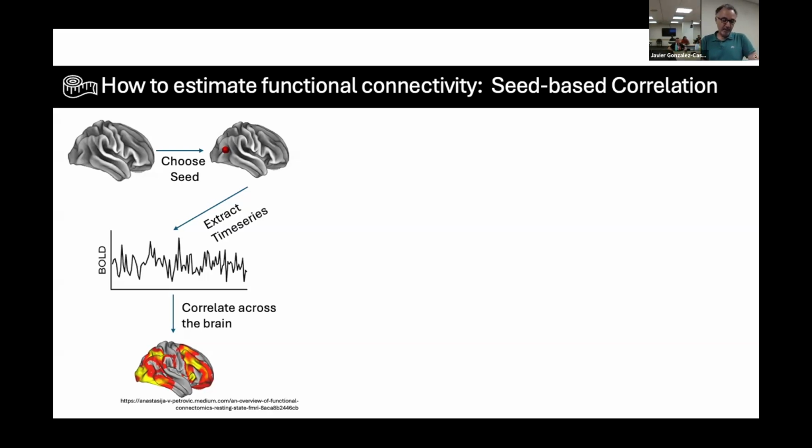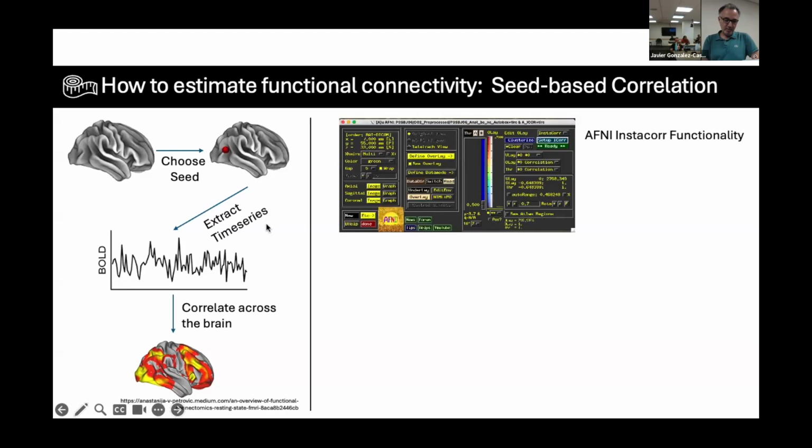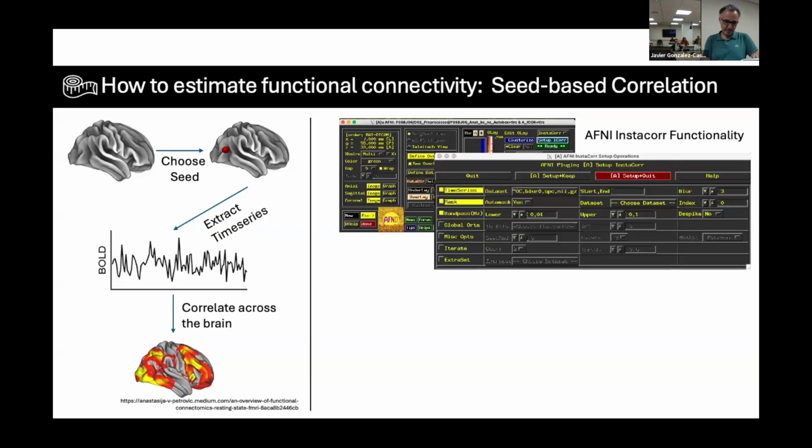Now, that said, it's always a good idea to explore, not just because you might get to new hypotheses, but also because a seed-based analysis is also a very good way to actually detect if our data is clean or not. And for those of you who are familiar with AFNI, there is this functionality called InstaCorr that I think comes really, really handy. And it's also a really good way to learn neuroanatomy, because when you see blobs, then you go and find where they are, and it's fun.